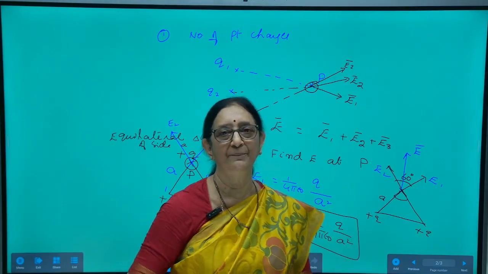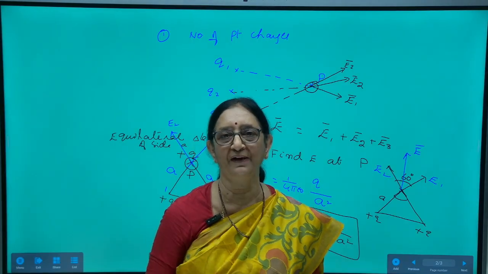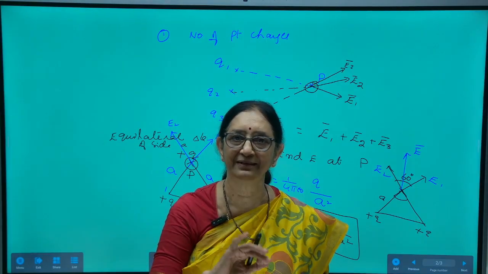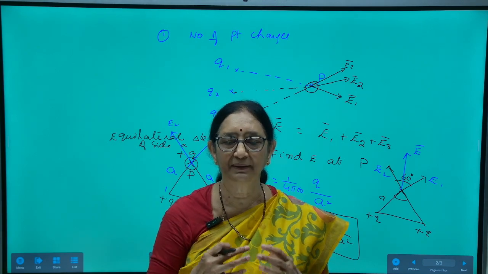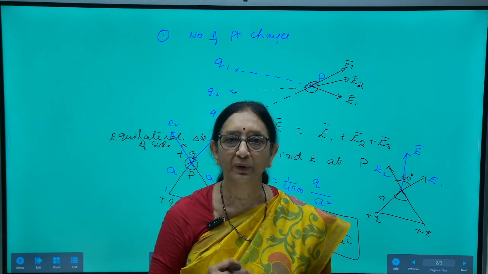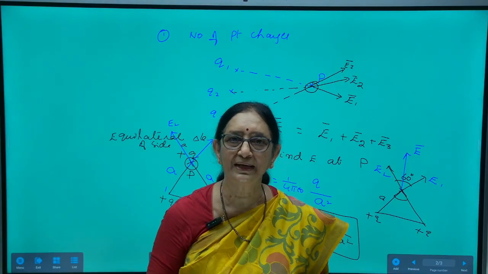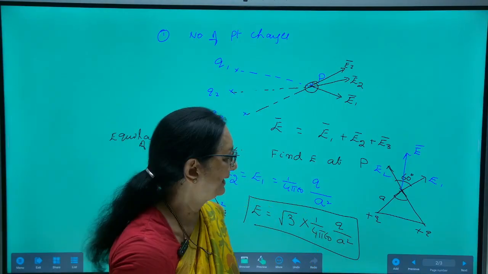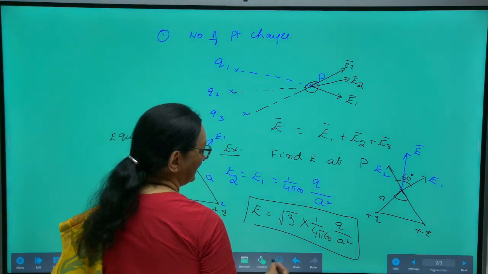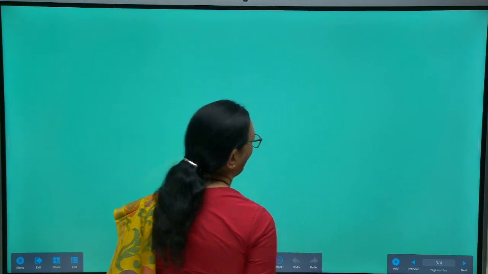If we have a number of charges, we have to find out the electric field intensity due to all the individual charges at that point. Considering the directions, we have to find out the vector sum of all the individual electric field intensities at that point. So, that is the electric field intensity at any point due to a number of charges.